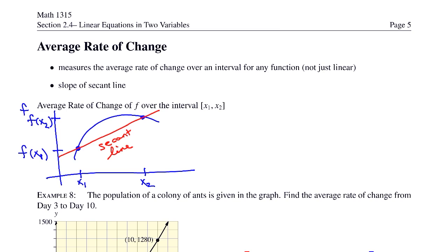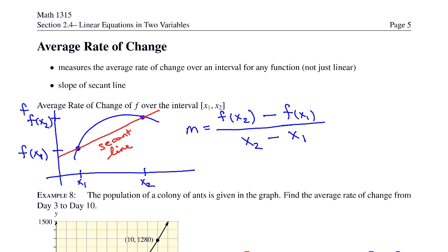And then we're going to compute the slope of the secant line. So the slope of the secant line would be the y value from the second point, which is f of x2, minus the y value from the first point, f of x1, over the second x coordinate, x2, minus the first x coordinate, x1. That is the slope of the secant line.